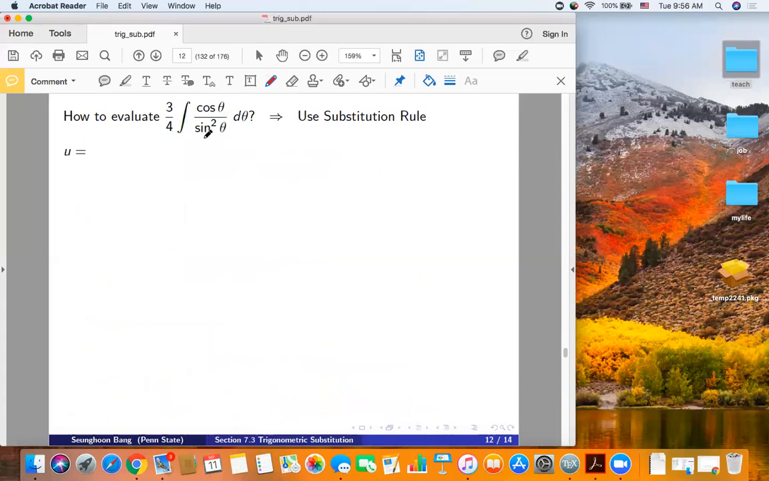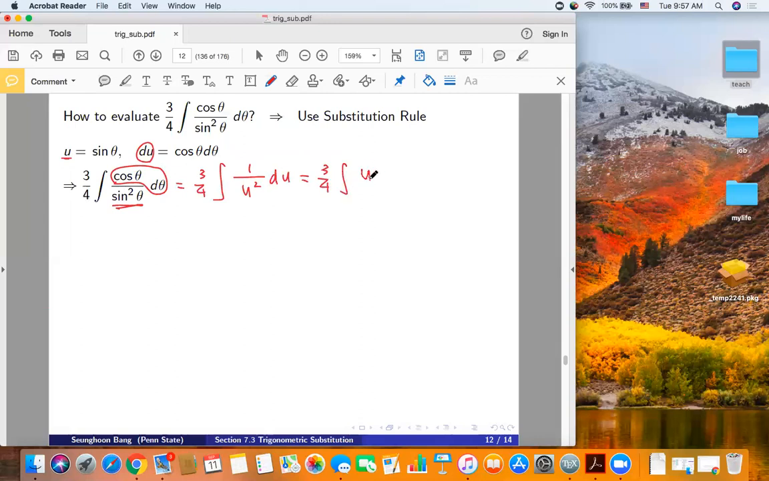Yes, the denominator is sine theta. Du is the derivative of sine, which is cosine theta d theta. So this is 3 over 4 times the integral of 1 over sine theta squared. You plug in u squared, and the cosine theta d theta is du. So we change it to 3 over 4 times the integral of u to the negative 2 du.